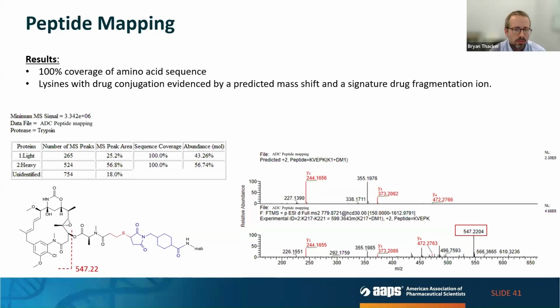So the table on the left shows the coverage in this instance amongst both the light and heavy chains of the antibody. This analysis was able to pick up 100% of the amino acids for both chains.